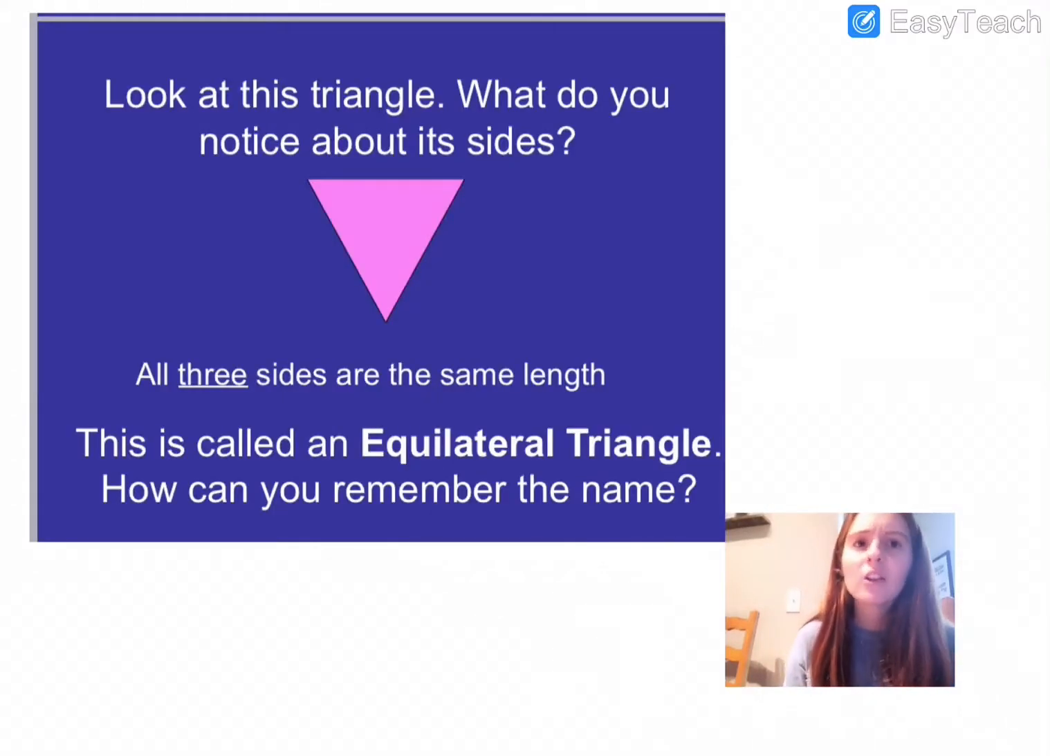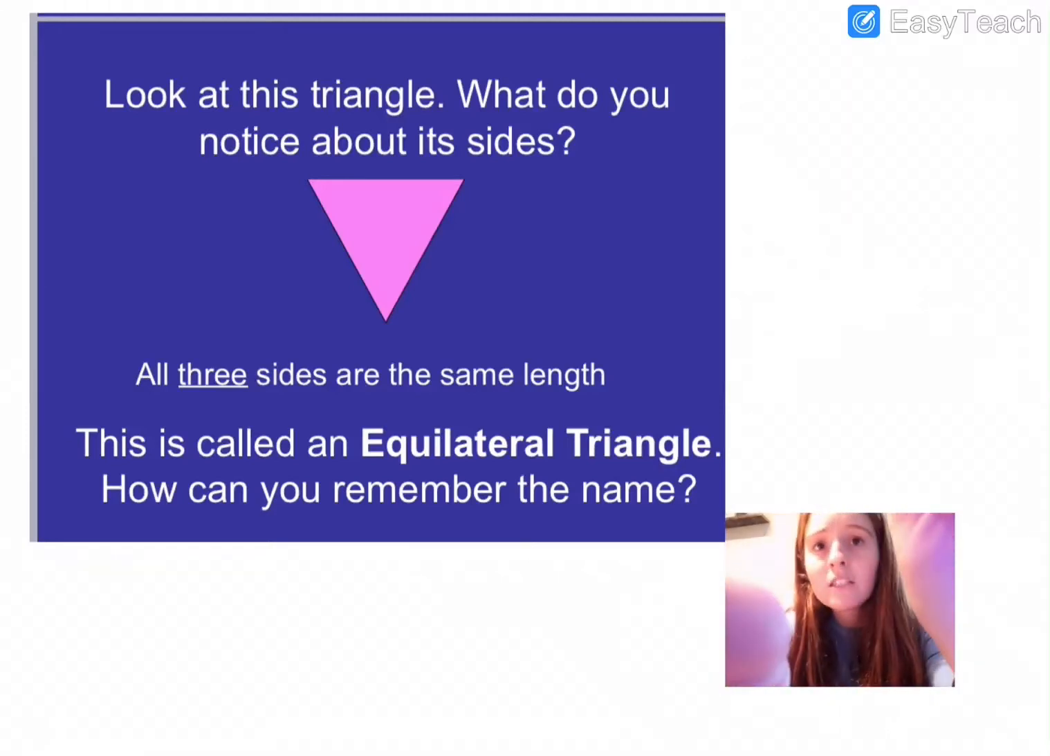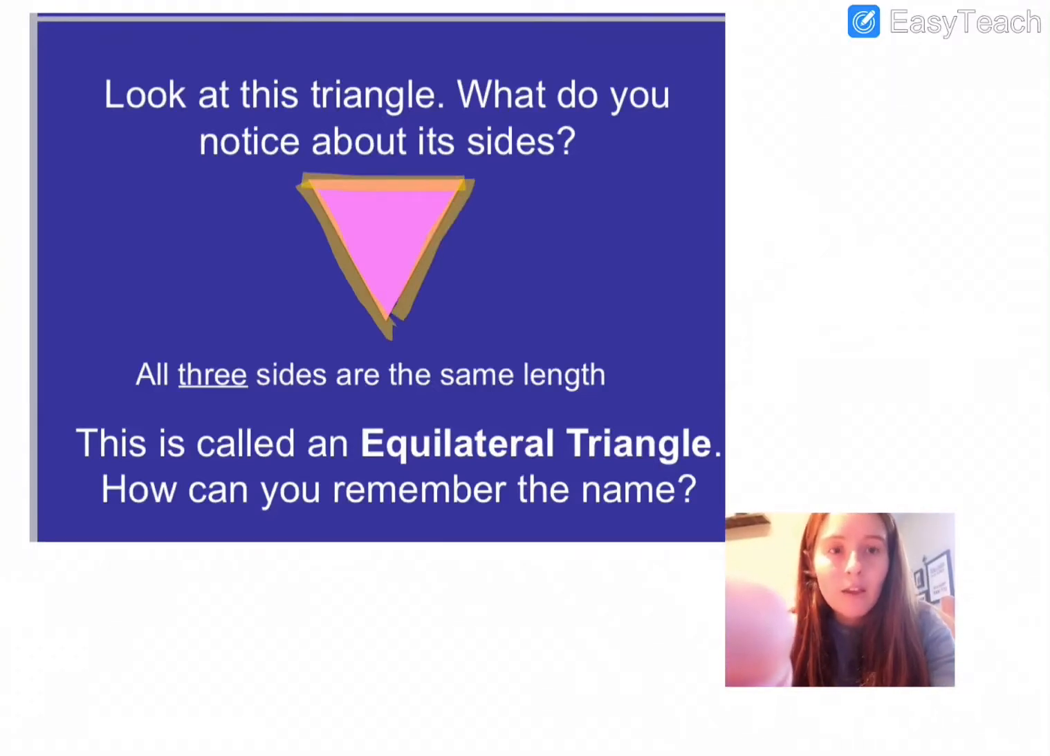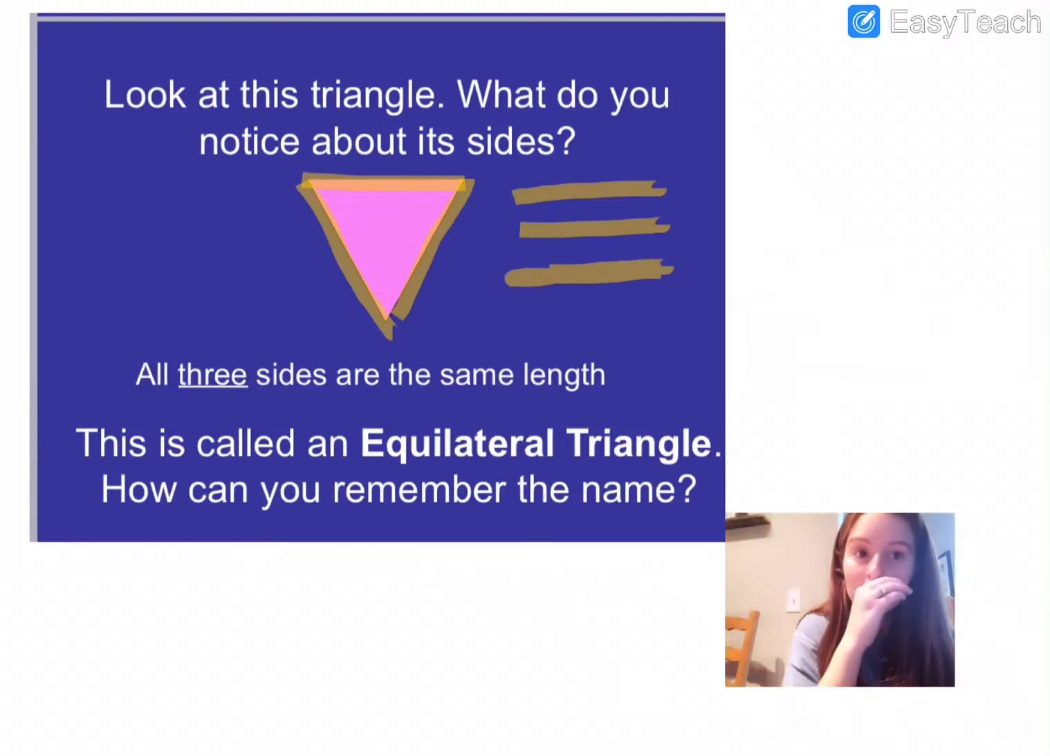Okay, so this says to look at this triangle. What do you notice about its sides? Well, if I look really closely, I notice that there's three sides, and also they all seem to be about the same length. If I were to take those sides off and put them all next to each other, they're probably all going to be about the same length.